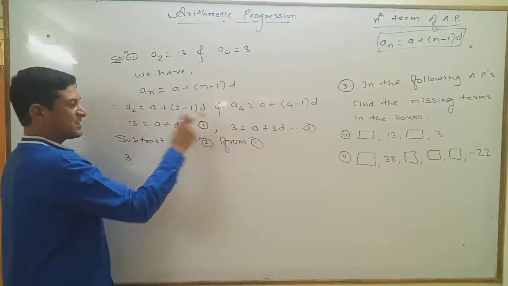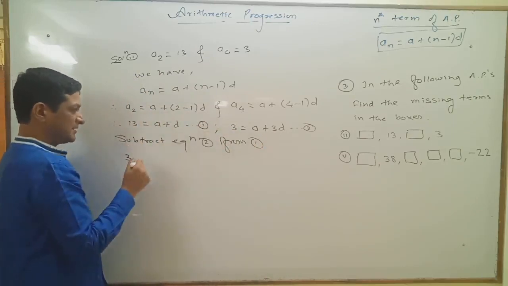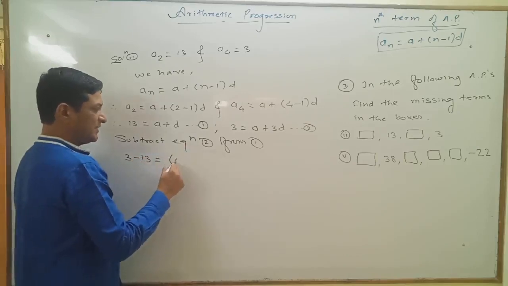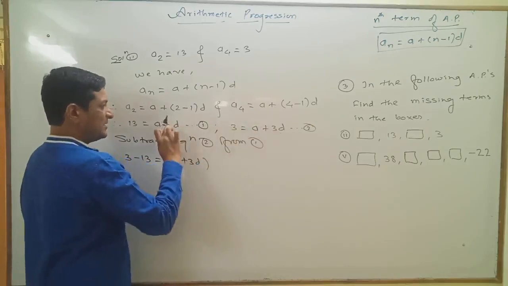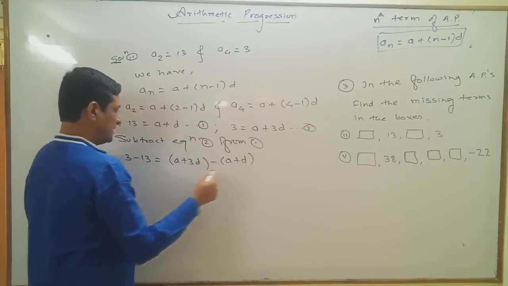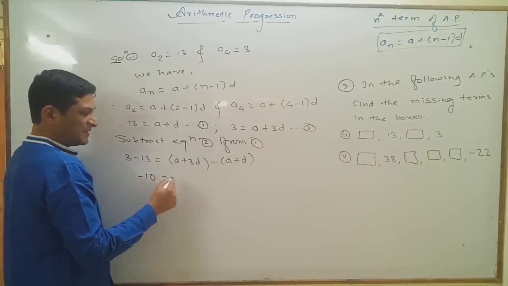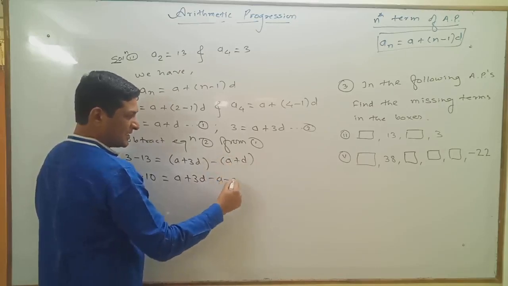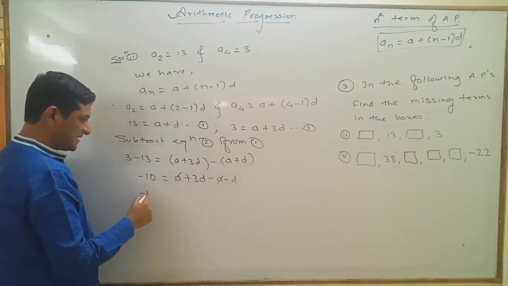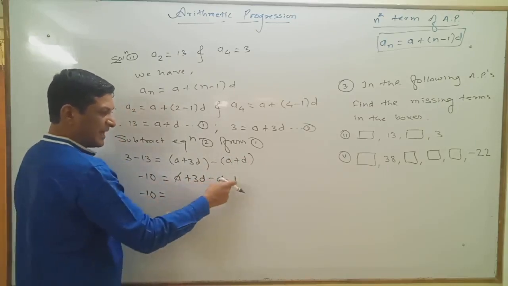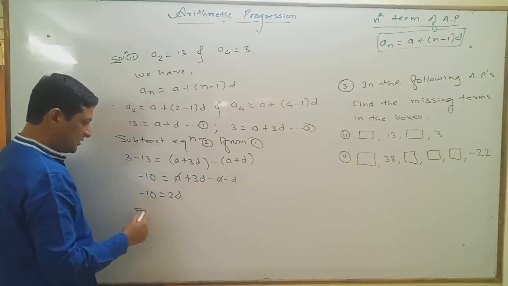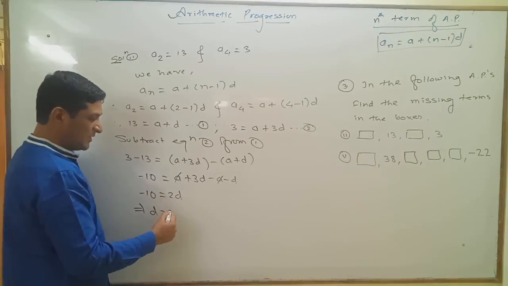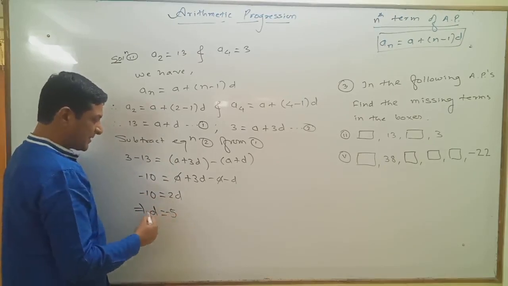So first take the subtraction of the right hand side. 3 minus 13 equals, on this side we will get A plus 3D minus (A plus D). So this subtraction will be minus 10. On this side open the bracket: A plus 3D, minus into A is minus A, minus into plus D is minus D. Plus A and minus A will get cancelled. Minus 10 equals 3D minus D, which is 2D. Which implies that D equals, take 2 on this side, minus 10 divided by 2 equals what? Minus 5.